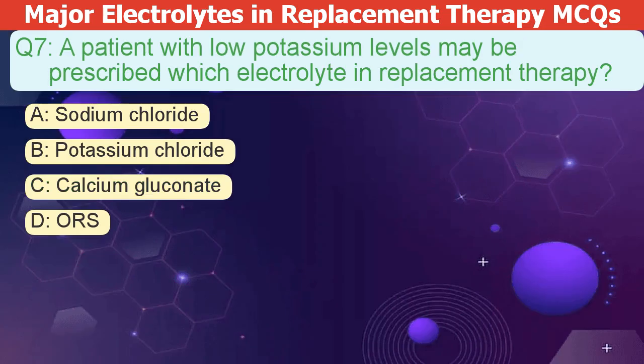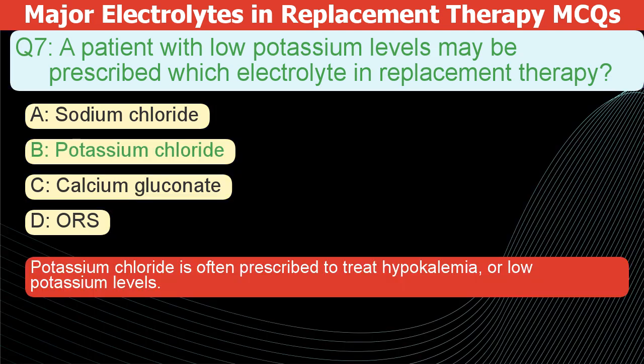A patient with low potassium levels may be prescribed which electrolyte in replacement therapy? A. Sodium chloride. B. Potassium chloride. C. Calcium gluconate. D. OS. The correct answer is B. Potassium chloride is often prescribed to treat hyperkalemia or low potassium levels.